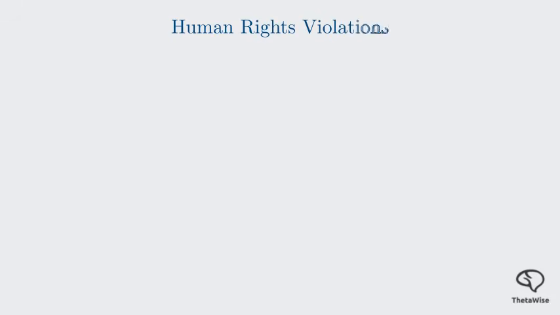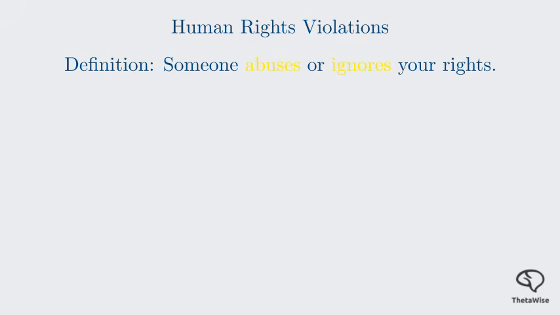Now, let's talk about what happens when these rights are not respected. This is called a human rights violation. A human rights violation occurs when someone abuses or ignores your rights. It's when the protections that are supposed to be there for you are broken. For instance, if a boss fires someone just because they are a woman, that is a violation of their right to equality based on gender.